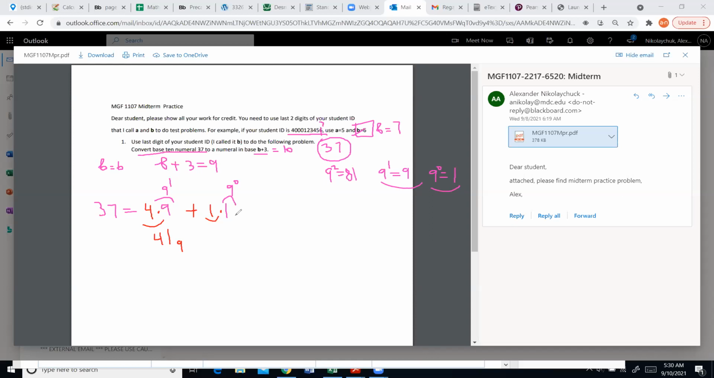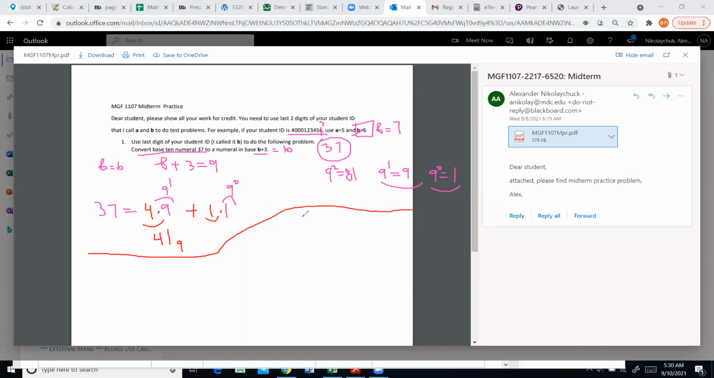I did a couple more problems today, and we also converted even bigger numbers to base 2 and base 4, I believe. So here's the conversion to base 9. I'd like to do one more before I start talking about the midterm and how to submit it. Actually, you're not going to upload it. I'm going to email it to you.